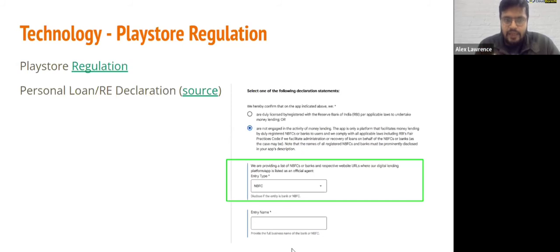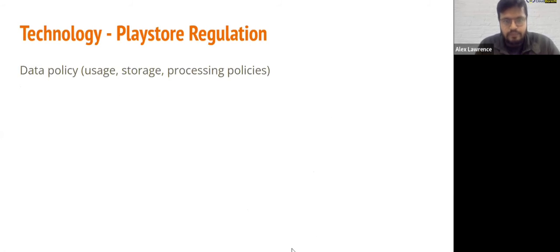And recently, because of the RBI guidelines, they are also asking to link the NBFC or the regulated entity who is responsible for this particular digital lending app. So this is one example which I've shown. This is asked from the App Store perspective. So I'll show you another example. Can you go to the next?